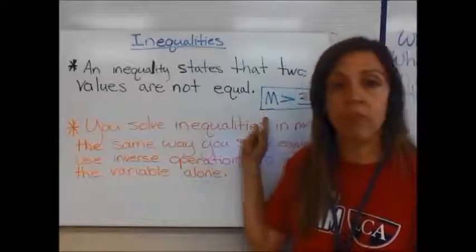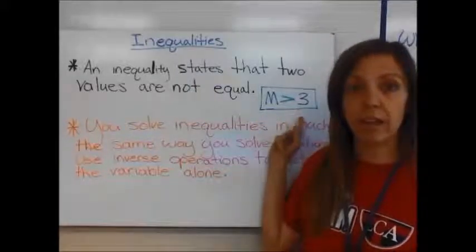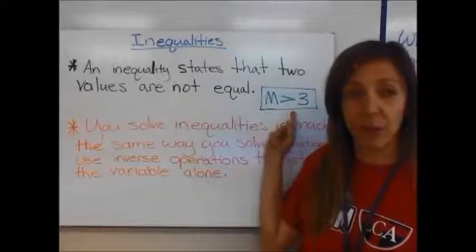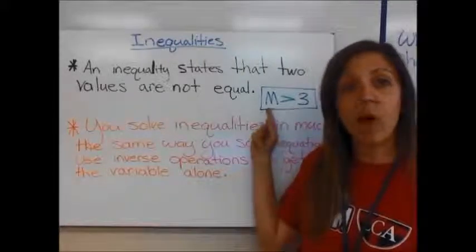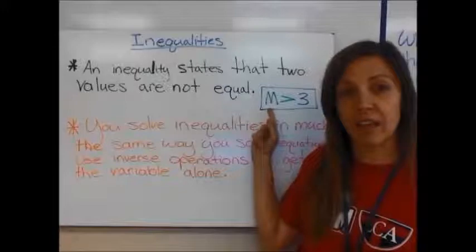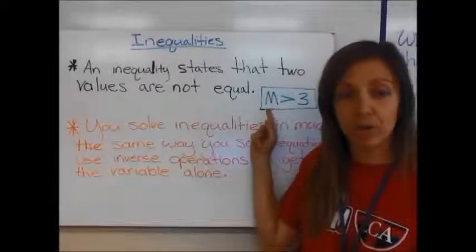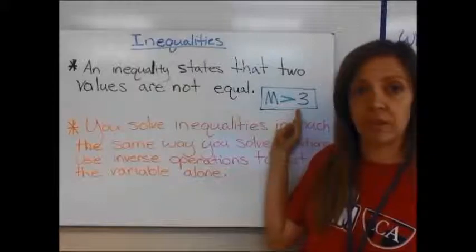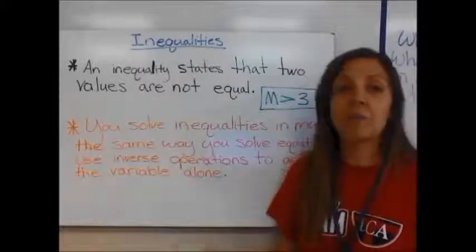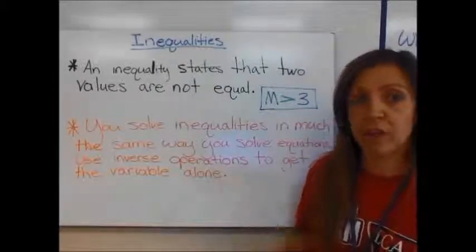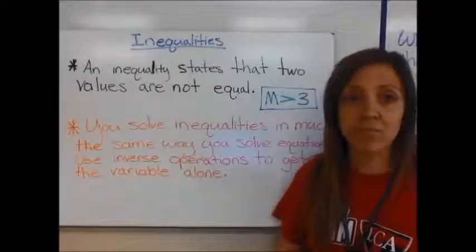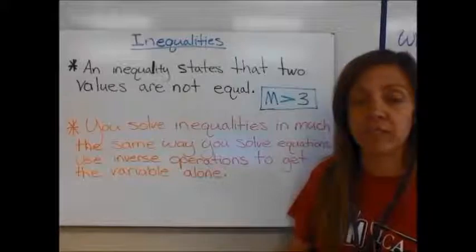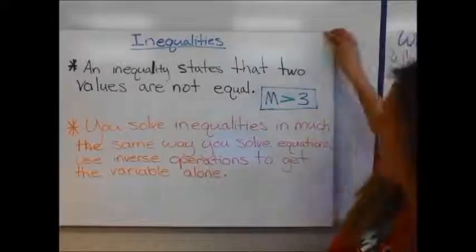For instance, here we have m is greater than 3. So m and 3 are not equal to each other, as in the equations that we've been working, but one side, the side with the variable, is bigger or greater than the right side in this case. A little note here: you solve inequalities in much the same way you solve equations. You use inverse operations to get your variable alone.